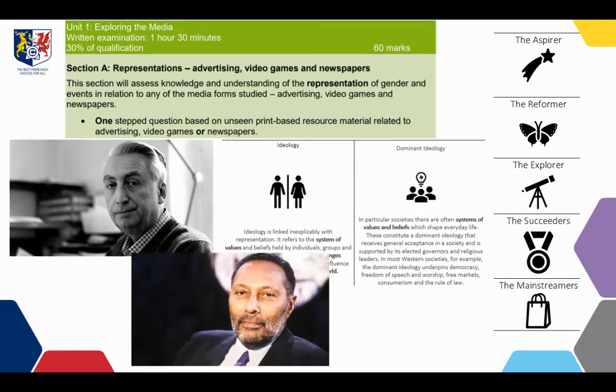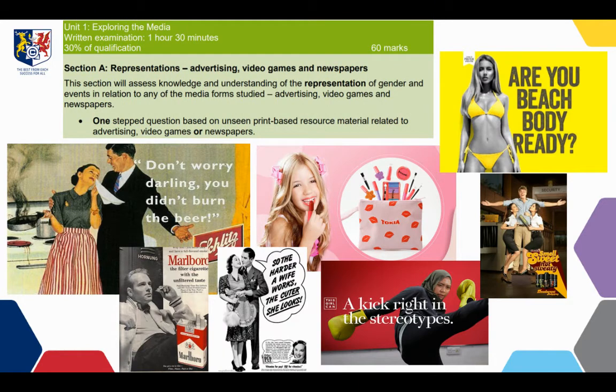We examine representation through a number of different ways. We look at signs and symbols, audience theory, and representation theory. This part of the course involves a lot of analysis of gender. In section A, advertising, we look at how the representation of gender has changed through adverts from the 1950s all the way through to the 2020s.